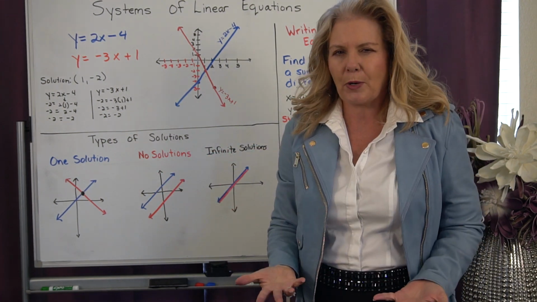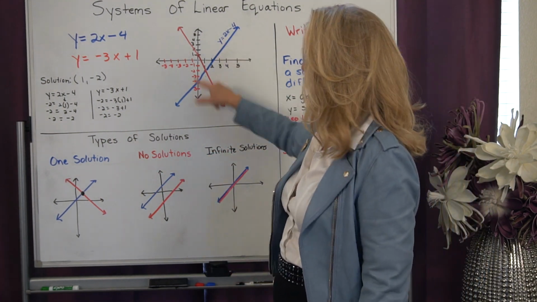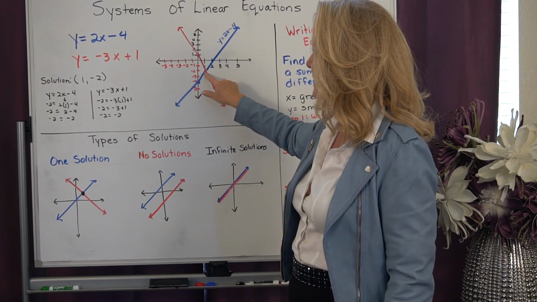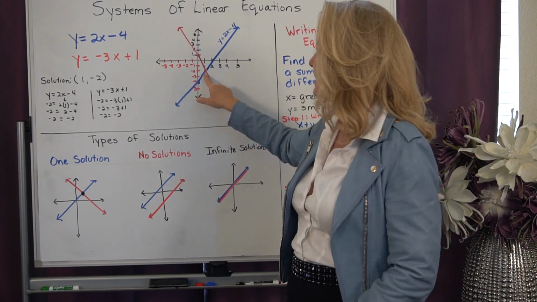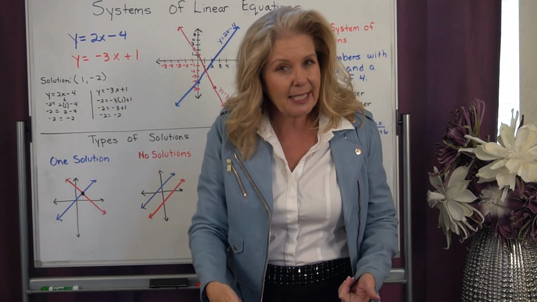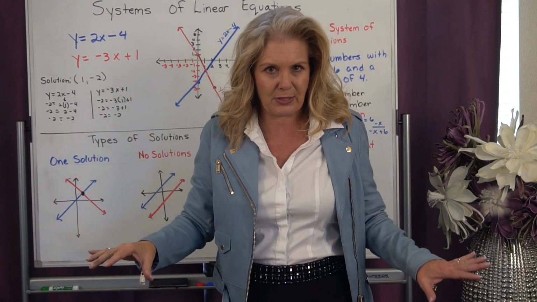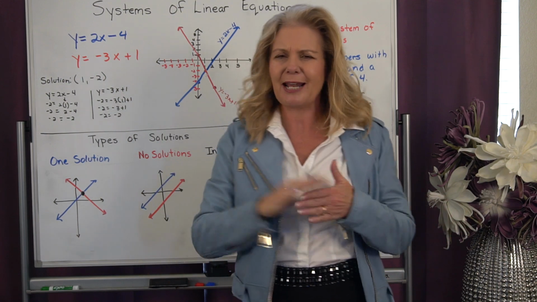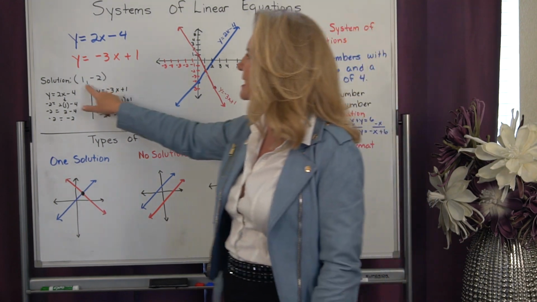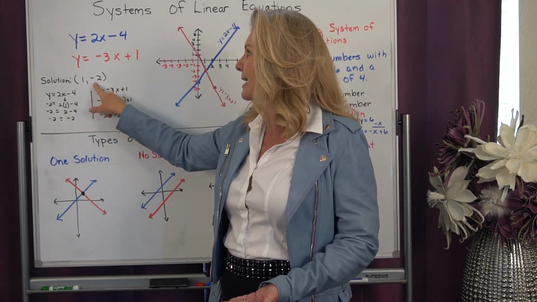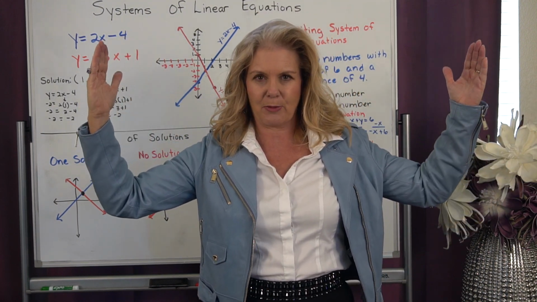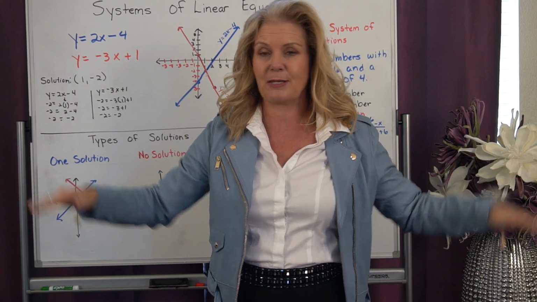Well, how do we know what our solution is? Well, when I graphed those two linear equations, I saw that they intersected right here at this point. And if I read what that point is, it's 1, negative 2. So I think my solution to both those equations is 1, negative 2. But I don't just take my word for it because maybe I didn't draw it correctly. So what I do is I substitute that solution of 1, negative 2 into each of these equations. And as long as both sides of the equation are balanced, I know that that has to be the solution.